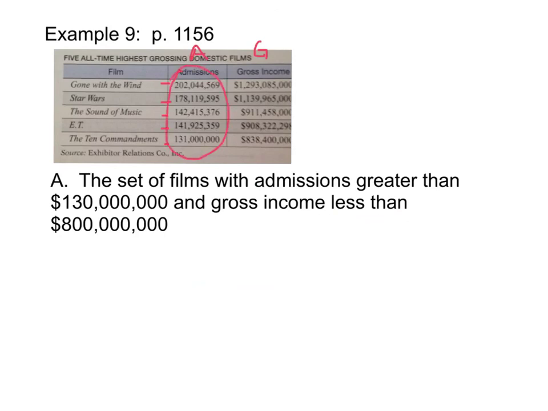And then the gross income is less than 800,000. I mean, sorry, 800 million. And that's none of them. So if we're looking for things that satisfy both, this is going to be the empty set, because we have things that satisfy A but not G. It has to satisfy both. So the word and means it has to fit both categories.